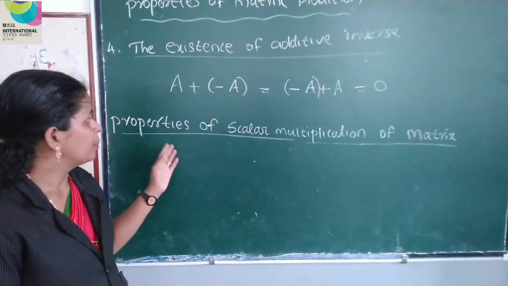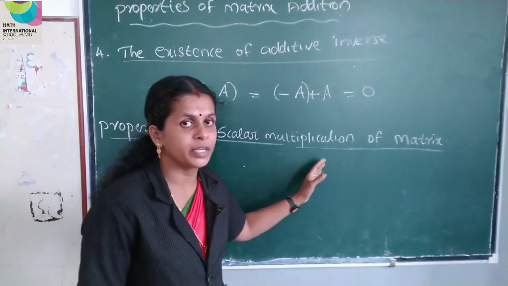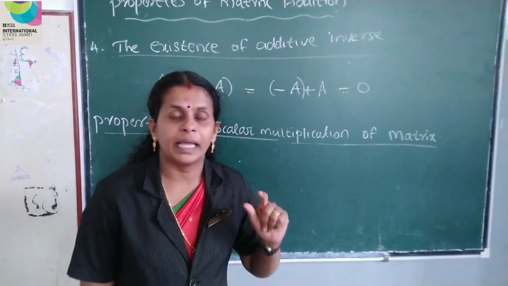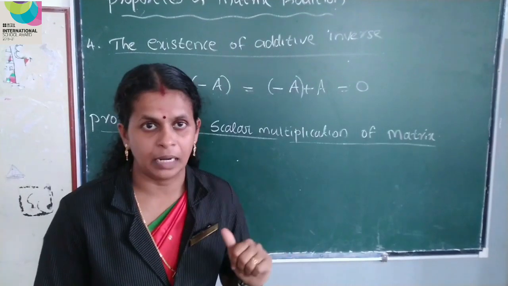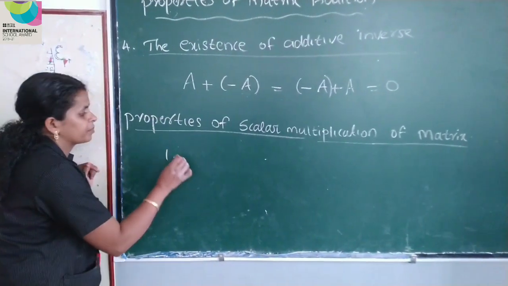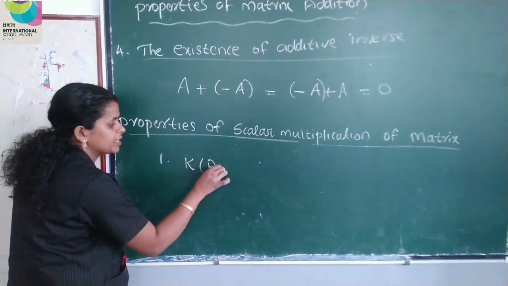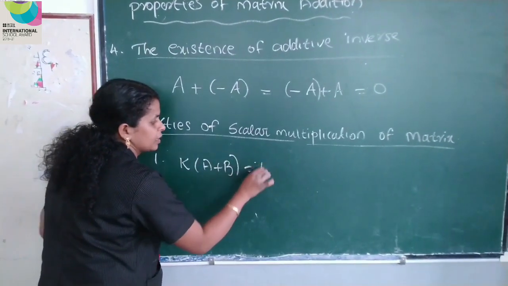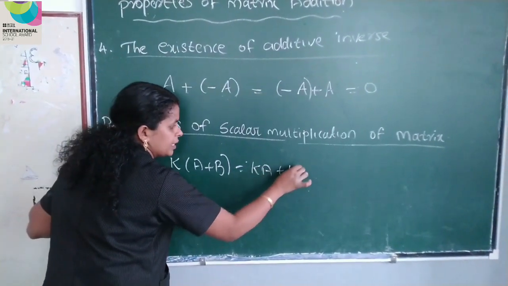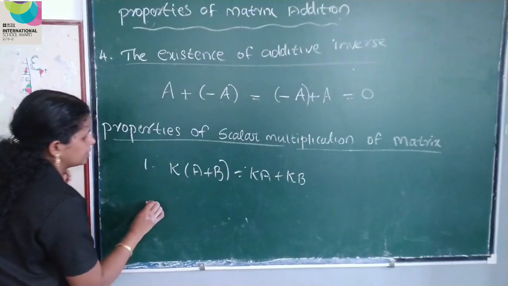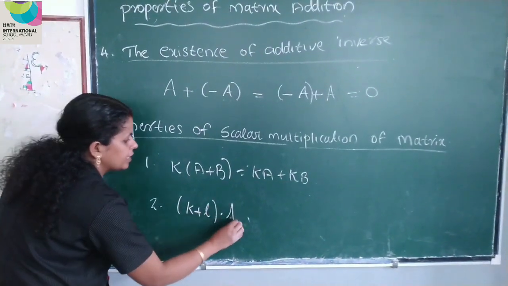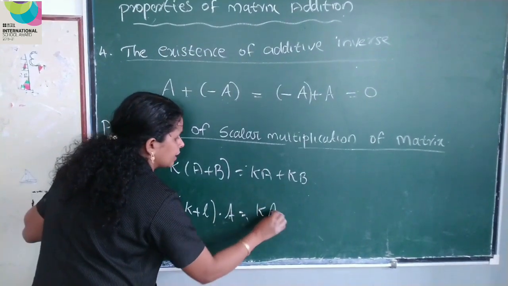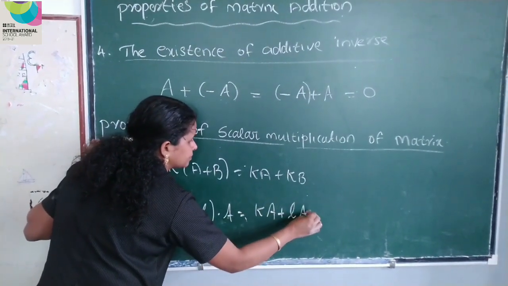Next one is properties of scalar multiplication of matrix. If A and B are two matrices, K and L are two scalars, then K into (A plus B) equal to KA plus KB. And second one is (K plus L) into A is equal to KA plus LA.